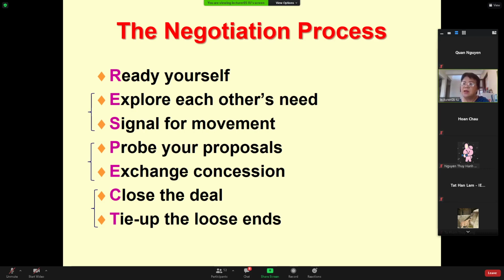We go step by step through the negotiation process, but at least you understand the overall. Let us start, and then we explore, and then we exchange, and then we close the deal, or we tie up any loose ends. That is the negotiation process overall.